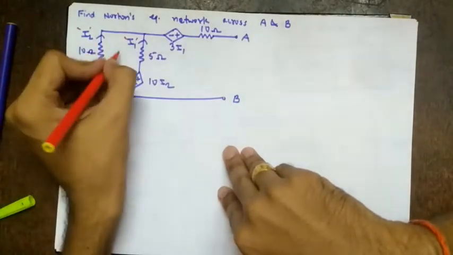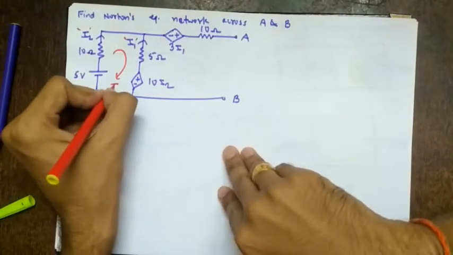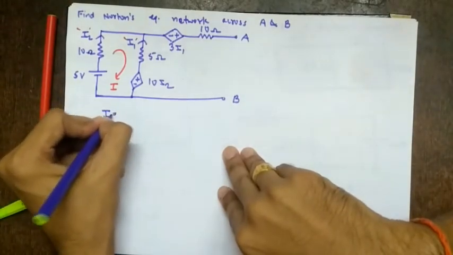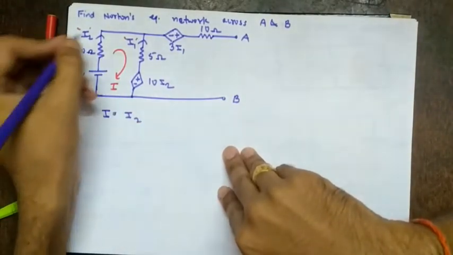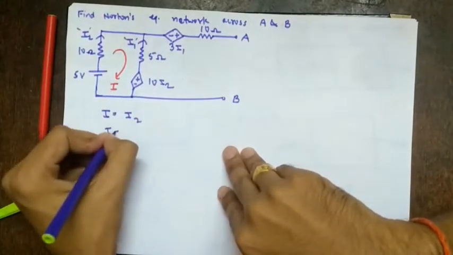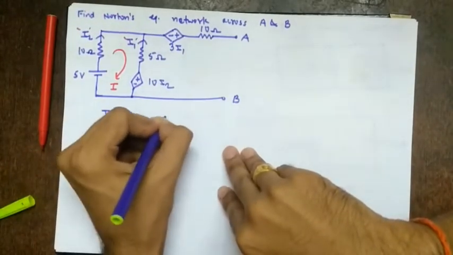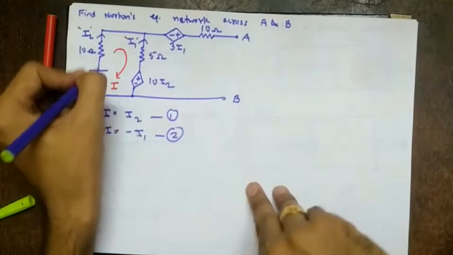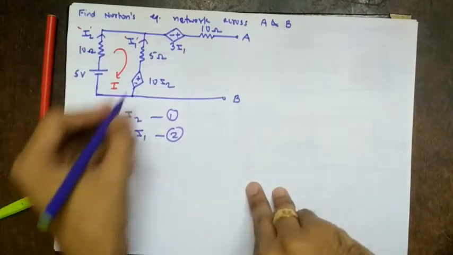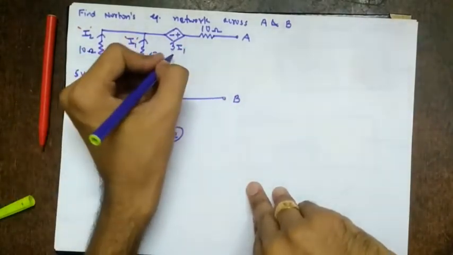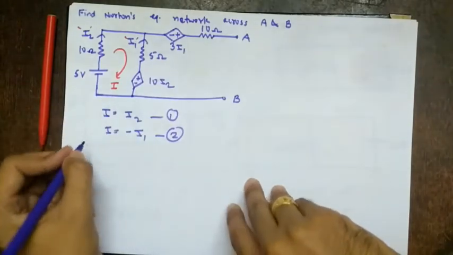For that we'll require a clockwise current. So let's say this is I. From the network, what we see, I equal to I2, both are in the same direction, and I is flowing downwards. But this is flowing upwards, so I equal to also minus I1. So this is equation 1, this is equation 2. Next, just apply KVL to this closed loop. Here this is open, so no current will flow, so that's why we have not taken a second loop current or mesh current.